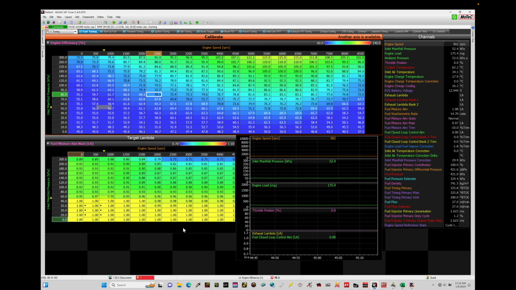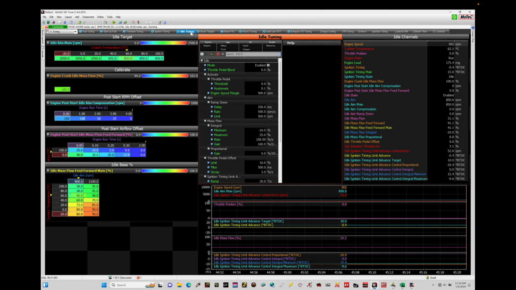Let's jump in from our fuel tuning page here, and let's move over here into our idle tuning page. This is going to be where we program and work with all of our idle control parameters within the idle control routine. Now, first things first within the idle control tuning, we need to establish what we're actually doing with idle control. The way the idle control is going to work, we're going to have our idle target table here, and that's going to be our idle aim main. Now this is the starting point of where we want our engine to idle at within the idle operation.